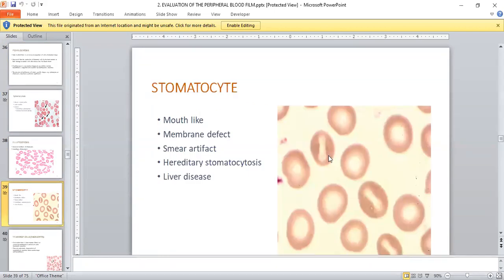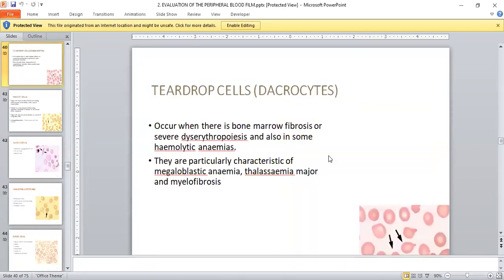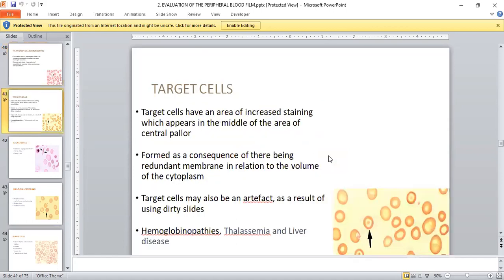Stomatocytes, some are mouth-like, caused by a membrane defect. You can have dacrocytes, which are teardrop-shaped red blood cells. These ones occur when there is bone marrow fibrosis or severe erythropoiesis. They're majorly seen in megaloblastic anemia and thalassemia. Target cells look like they have a bullseye, caused by having redundant membrane, like extra membrane.